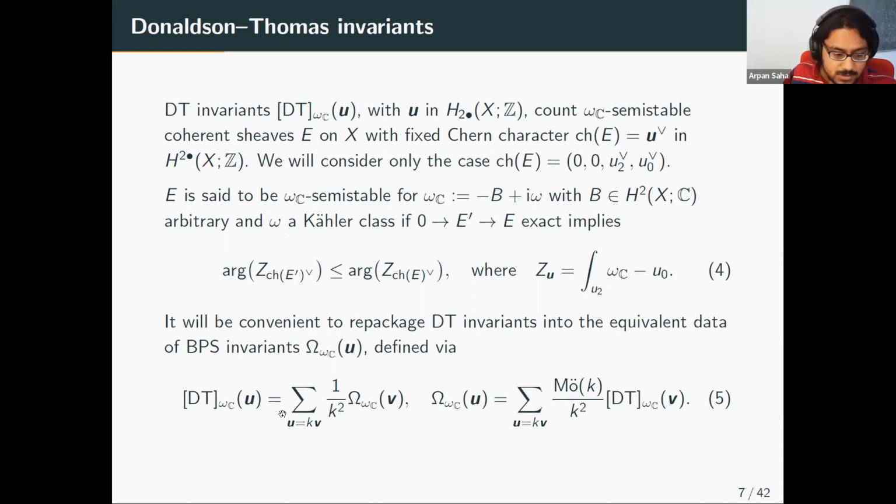The DT invariants count such branes with Maxwell-Boltzmann statistics, but for our purposes, it will make more sense to do the counting with Fermi-Bose statistics instead, which gives us the BPS invariants. This is just a repackaging of the DT invariants, and there is no information lost either way. You can get this from that and that from this.